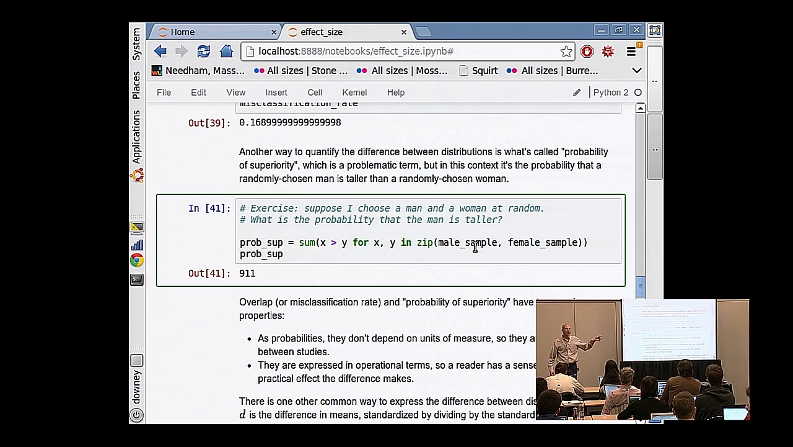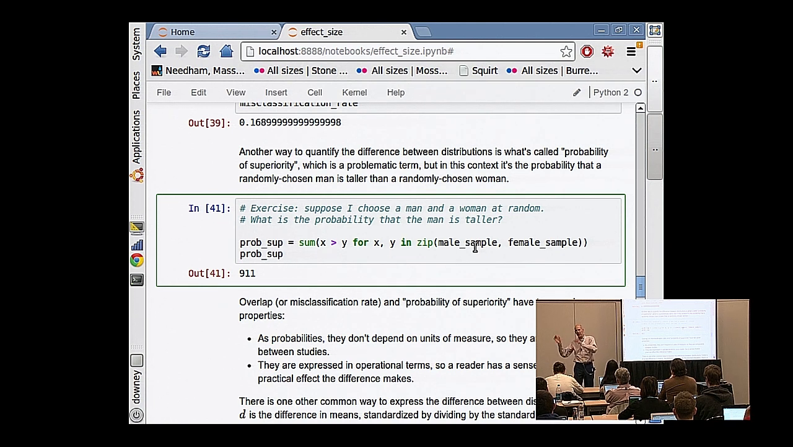So the two measurements that we've just described, if you have two distributions and you want to describe to somebody how different these two distributions are, one way to do it is the misclassification rate, which is if you don't know which group somebody is in and you just know their height, would you be able to guess whether they're male or female, how accurately? And you can do that as misclassification, or 1 minus misclassification is accuracy, either way. The nice thing about that is that it's a probability. So it is a unitless number. And again, it's comparable across different studies.